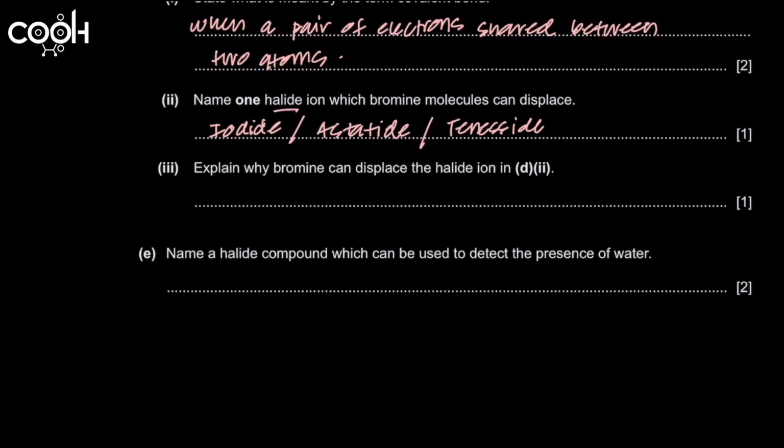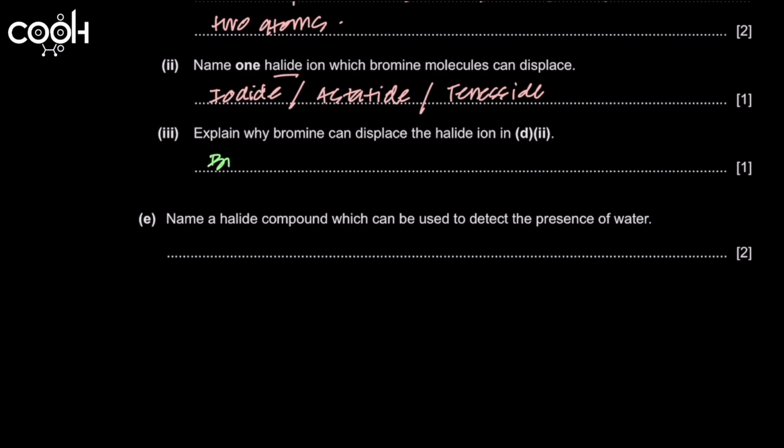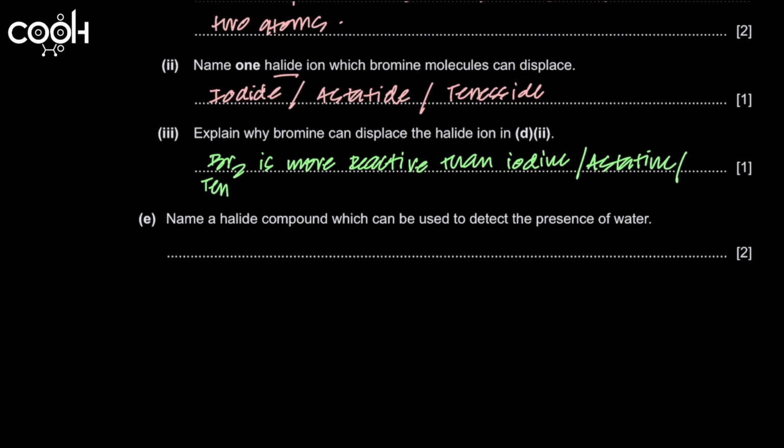Now explain why bromine can displace the halide ion. Again, because bromine is more reactive. How do we know? Reactivity of group 7 decreases down the group. Bromine is more reactive than iodine, or you could say tennessine, or you could say astatine. And one other reasoning to it would have been that bromine is a stronger oxidizing agent than iodine, but you learn more on that in your A levels.